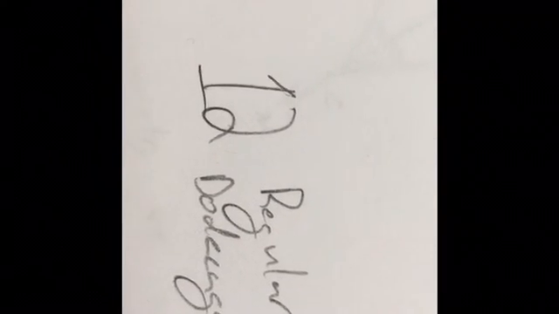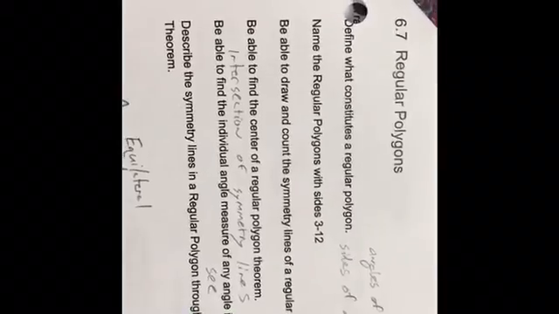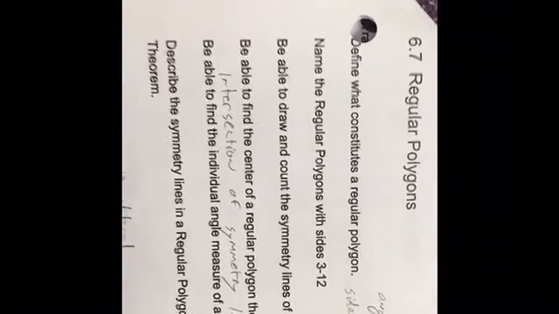Regular decagon, a 10-sided regular polygon. A regular 11-gon. This is a clue for how to name any sort of regular polygon that has more than an average or a common number of sides. So an 11-gon. And then we jump back into our special names, which is a 12-sided regular polygon, a regular dodecagon. Okay, be able to find the center of a regular polygon.